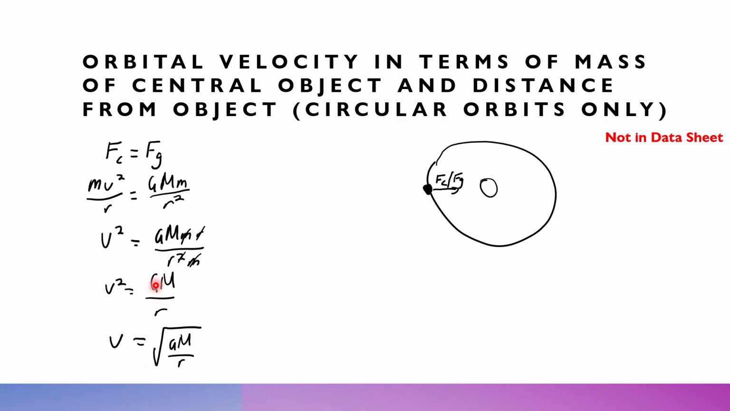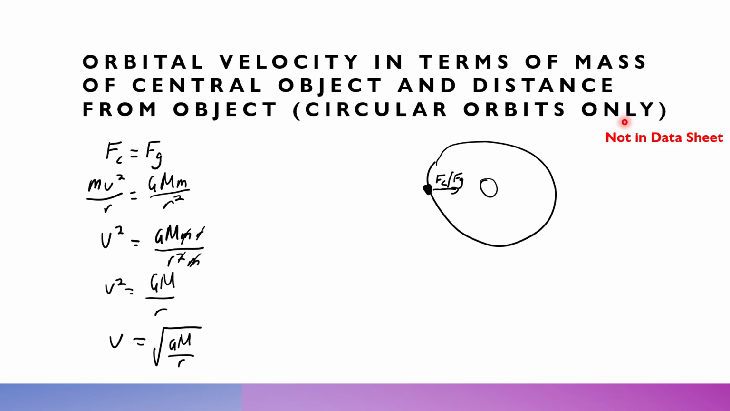And there we go. We can say that the velocity of an object orbiting a central mass is going to be equal to the square root of the universal gravitation constant times the central mass divided by the distance between the two of them. Now, this is actually quite a helpful formula. It's found its way into a bunch of different HSC questions, but importantly, it is not in your data sheet.